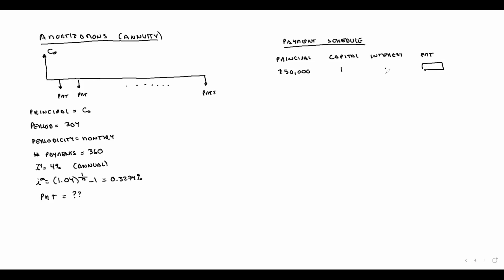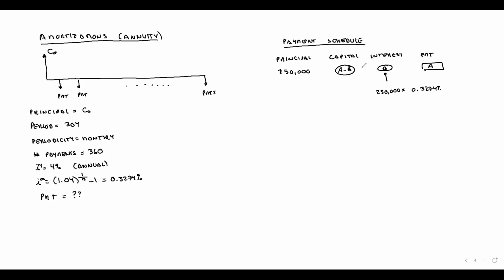For example, this number here is going to be 250,000 times 0.3274%. So this is what you're going to pay here, okay? And this number here, let's call this A and let's call this B. So this number here, simply, guys, is going to be A minus B. It is the residual, got it?